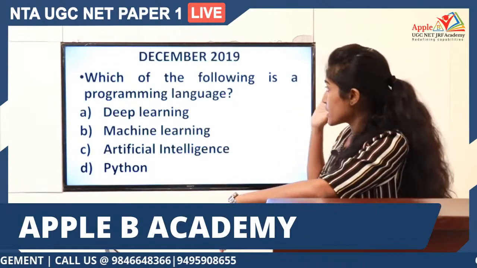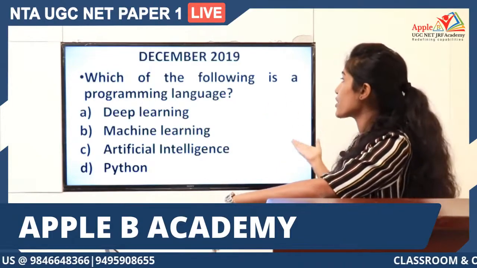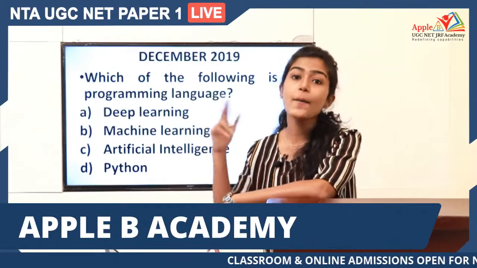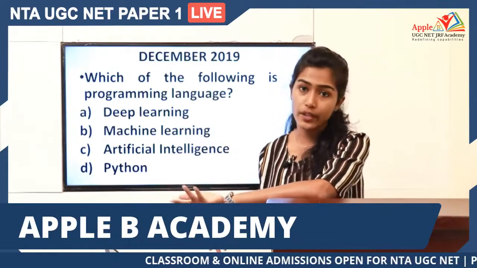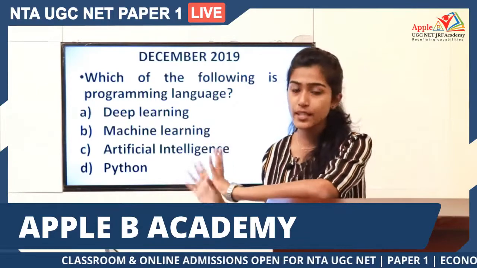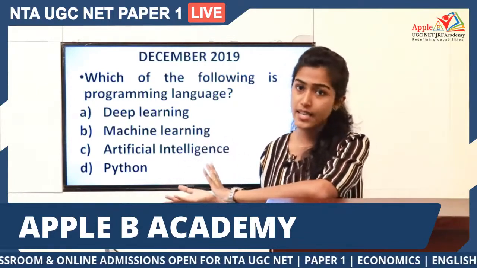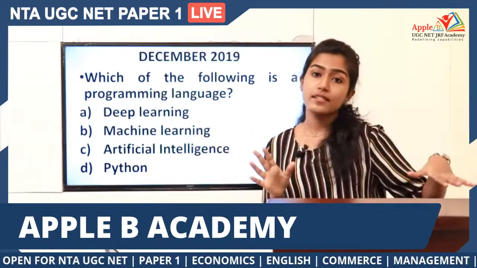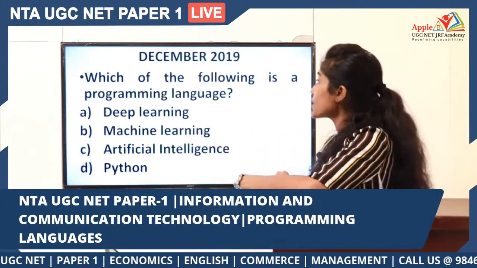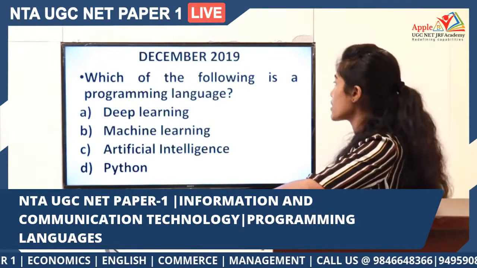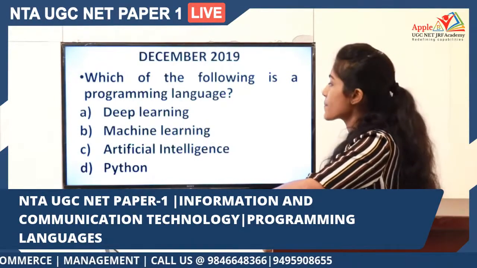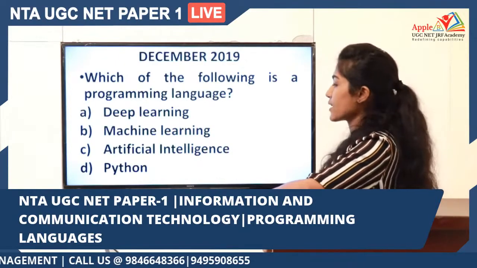So in 2019 December, you have a question, which of the following is a programming language? Same question in June 2020, Python is, and you have the option programming language. Same idea, same question, but the way the question was asked was different. Okay, so in December 2019, we have a question, which of the following is a programming language? And you have the option deep learning, machine learning, artificial intelligence, and finally Python.